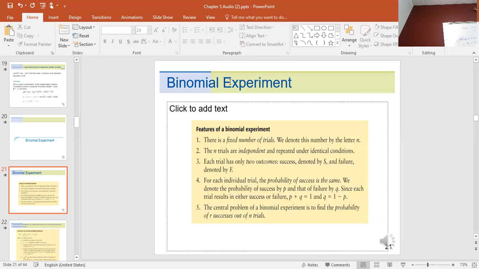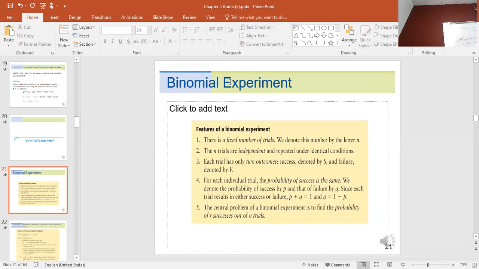For this one, it might be easy to find. We want no success. That means the event is failure, 6 failures. So the probability that x equals 0 is the probability that we have failure 6 times. Does that make sense?